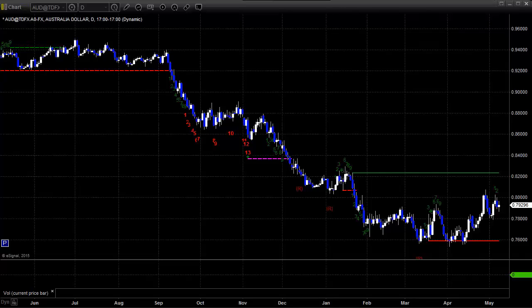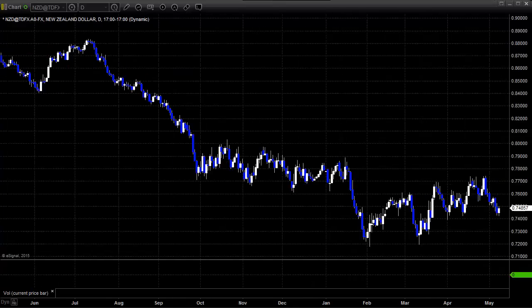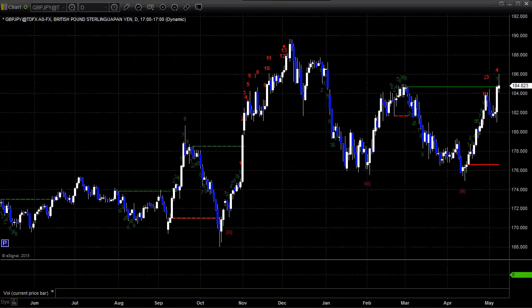Australia, the Aussie dollar, fairly flat, stuck in a narrow range for the last 2 months. New Zealand dollar not doing much either. And here's the pound yen, just to show you a cross pair, got up to that green static trend line this week as well. So that's what those look like.